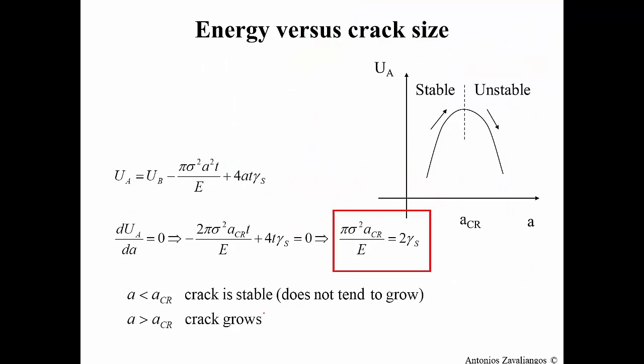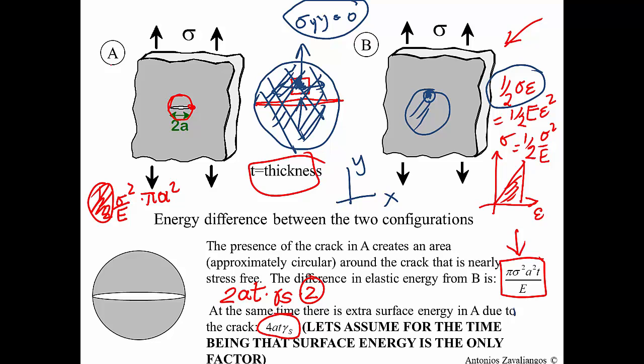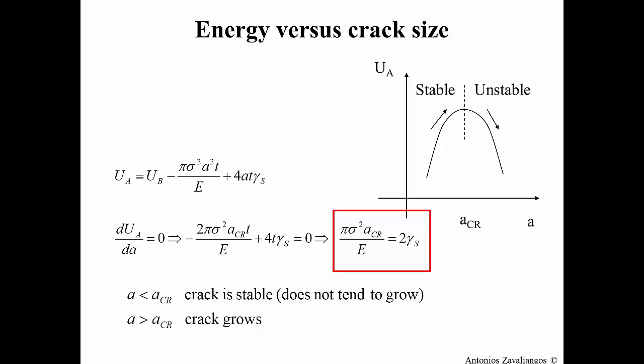So I'm going to write the difference of the energies of the two configurations A and B like this. And so the energy in the configuration that has the crack is whatever energy the material had without the crack, minus the amount of energy that corresponds to the reduction of the elastic energy, plus the amount of energy that corresponds to the creation of the two surfaces of the crack.